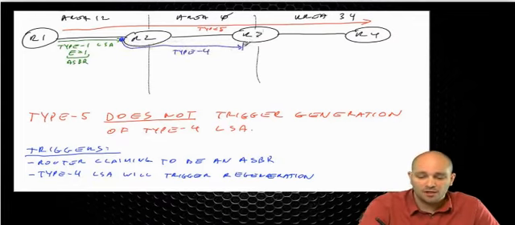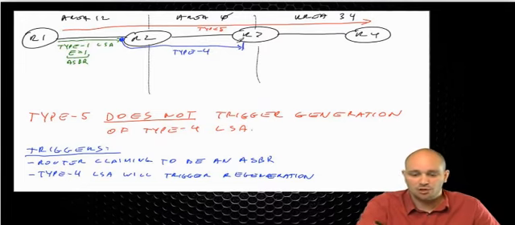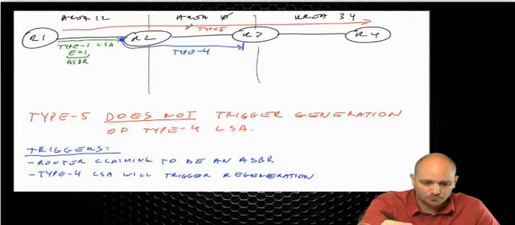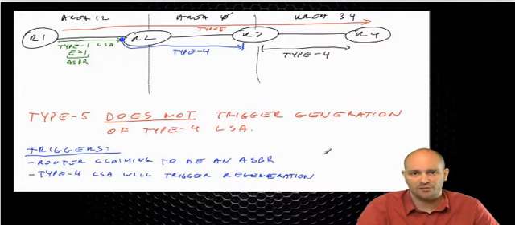Now, R3 here, of course, doesn't see this information here, but it does have this information. So this is this second trigger. The presence of type 4 LSA will cause our R3 here to actually regenerate type 4 and send it into area 34.